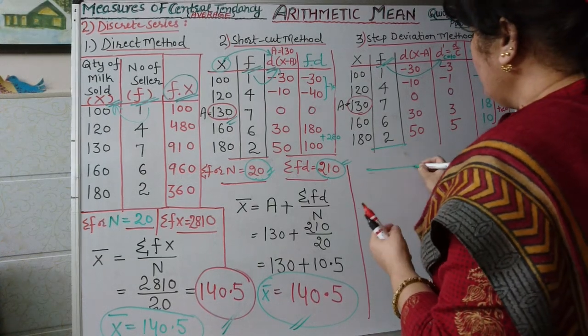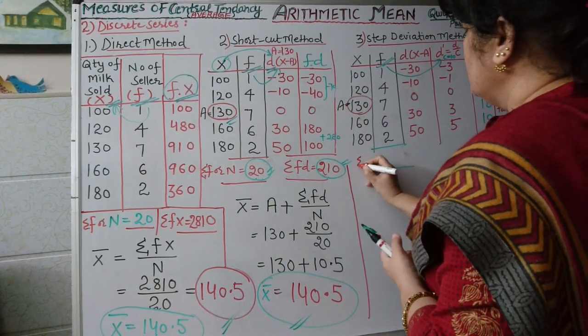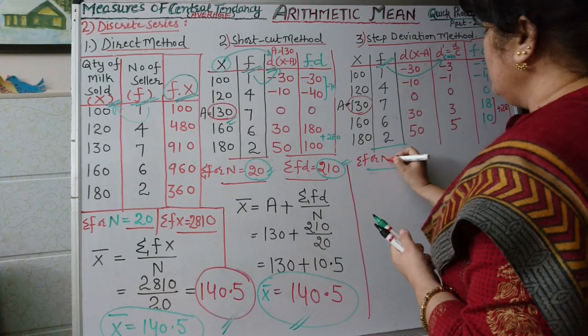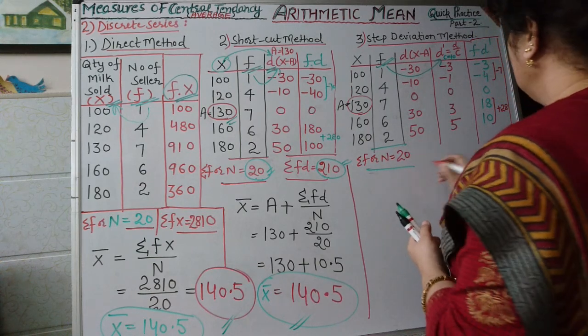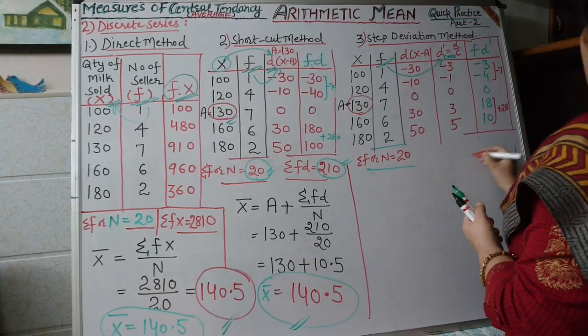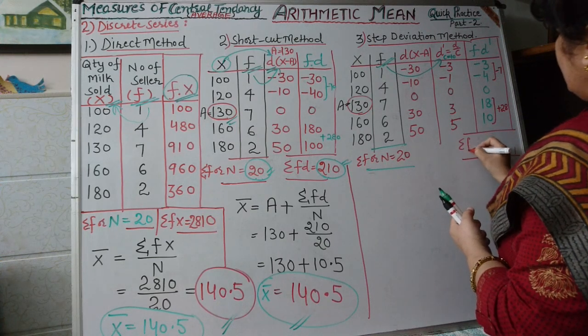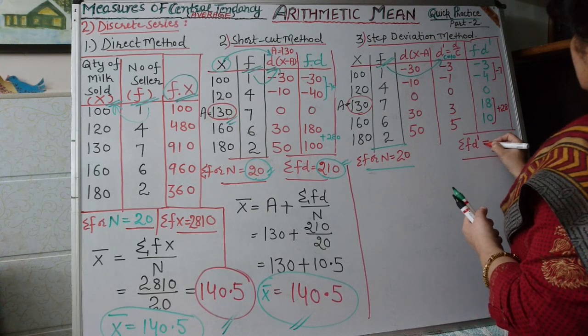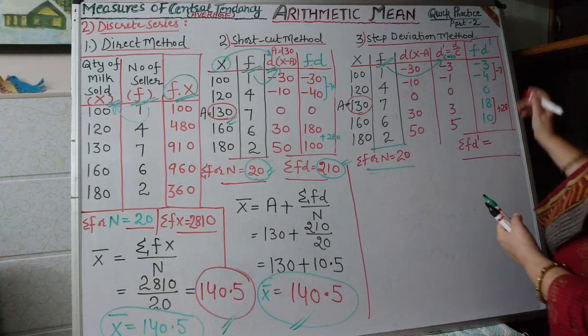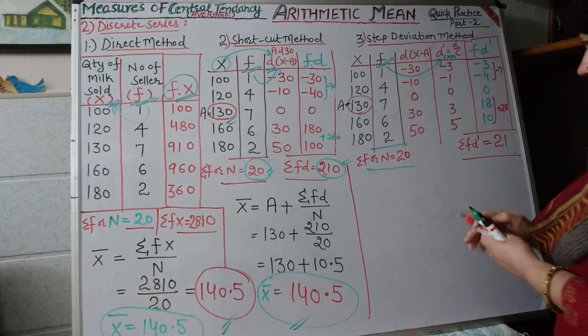By summation, sigma f or n is equal to 20 and sigma f d dash is equal to 28 minus 7, which is 21.